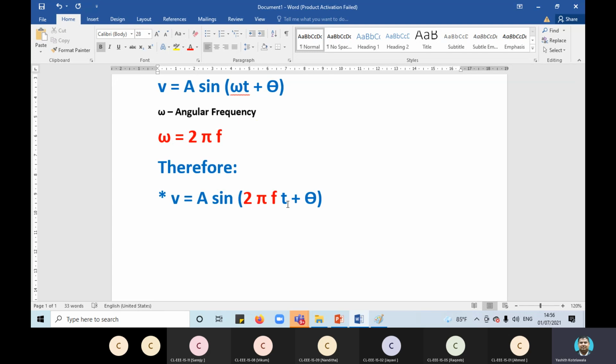That means within this, omega represents how many 2 pi radians, or how many 360-degree portions, there are within 1 second. So 2 pi f means how many complete cycles within 1 second, how many 360-degree portions within 1 second. That is within 1 second. Assume that you are going to observe 5 seconds. Then within 1 second you get 10 360-degree portions.